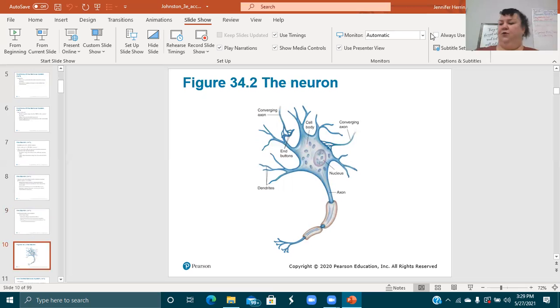Figure 34.2 is demonstrating the neuron for you. You can see the dendrite as those little finger-like arms that are coming off of the neuron. We have the end buttons, the convergent axon, the cell body, converging axon again, the nucleus, and the axon itself.